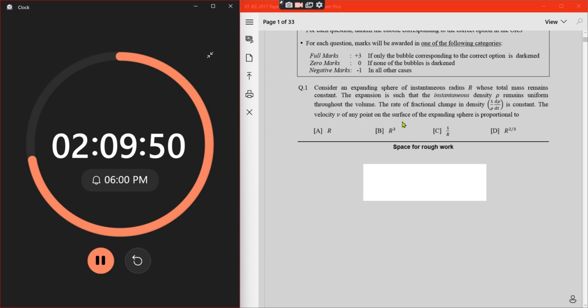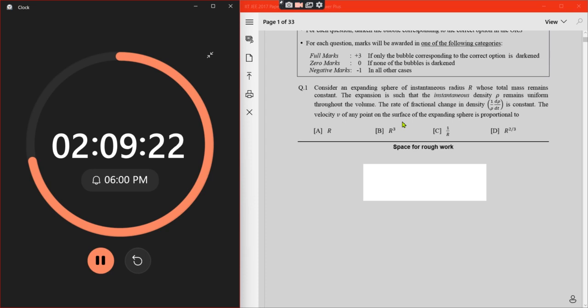Okay, total mass remains constant. The expansion is such that instantaneous density rho remains uniform throughout the volume. The rate of fractional change in density. What do you mean by that? Instantaneous density remains uniform. Okay, understood. The rate of fractional change in density is 1 upon rho times d rho upon dt.